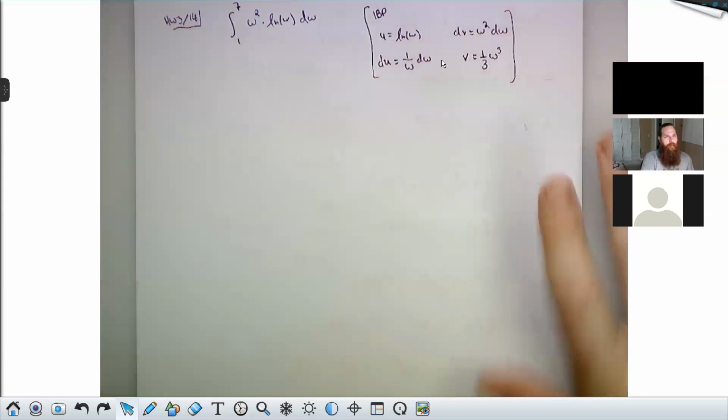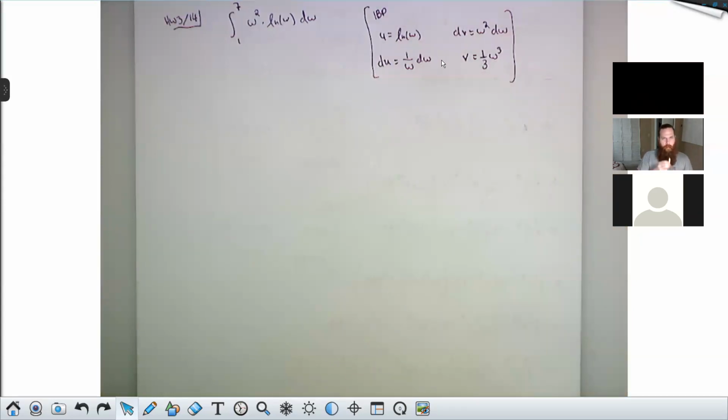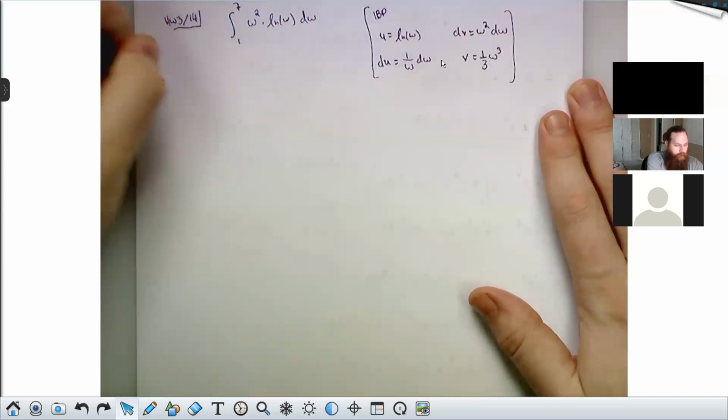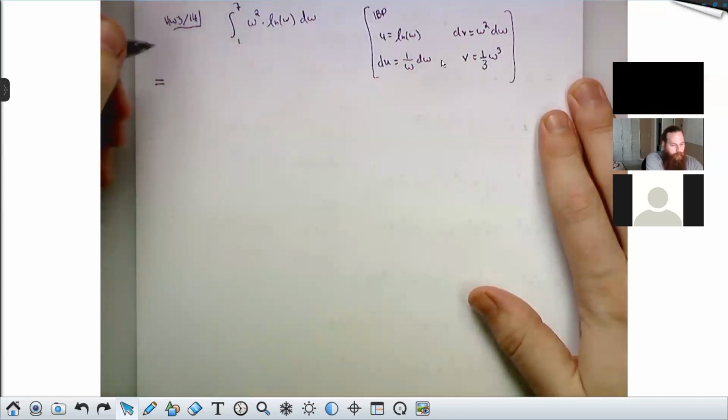The difference between this and the previous is that this is a definite integral. So I have to remember to evaluate everything. And you should do the evaluation right away for the u times v piece, don't wait till the end. If you wait till the end, your hand will get sore from writing stuff you didn't need to write.